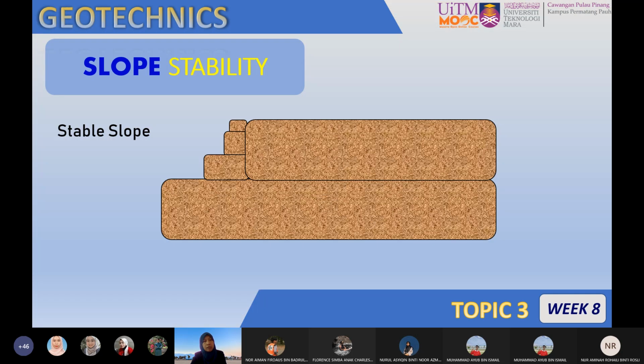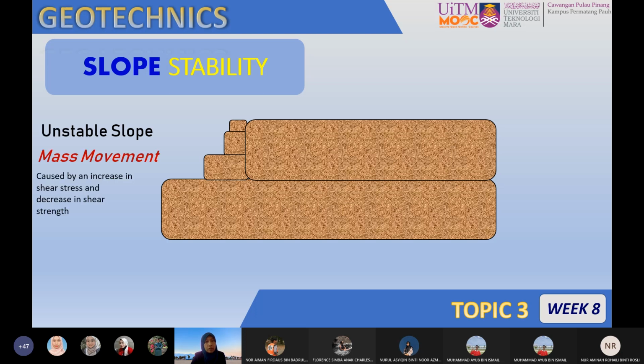Okay, as you can see here, this is an example of a stable slope. There is no movement, for example no rock falls, and you can see that this is a very static condition. What happens next is you can see the mass movement or rock falls happening from one block to another. By definition, mass movement is caused by an increase in shear stress and a decrease in shear strength.